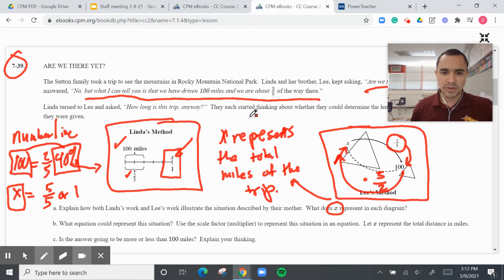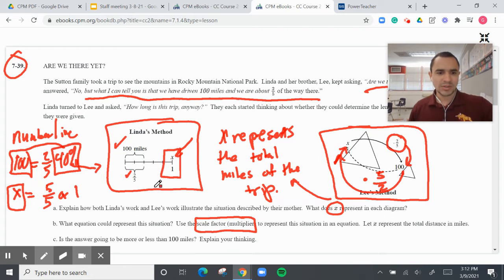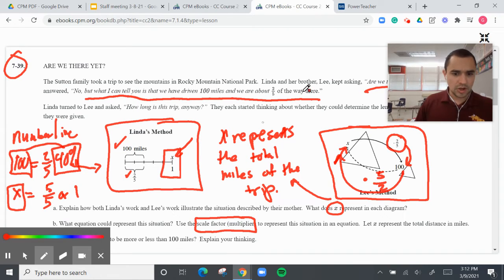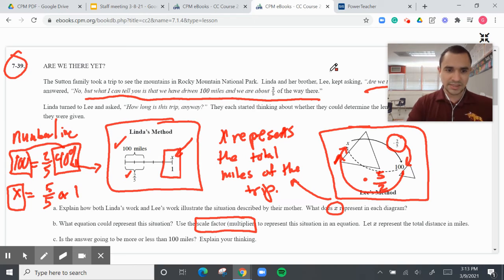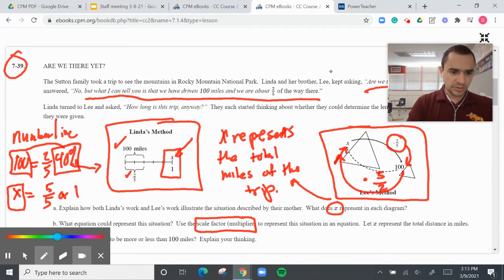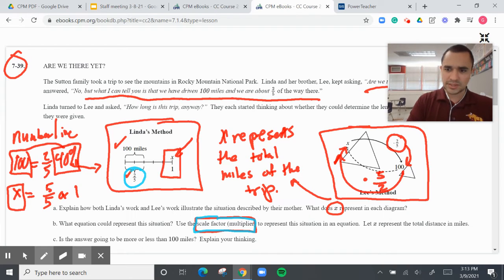Okay, so anyways, what equation could represent the situation? So use the scale factor or multiplier to represent the situation in the equation. All right, and so here it is. So basically, I'll use some blue here. My scale factor is going to be this 2/5 right here. That's what we're going to be multiplying it by. Write an equation to represent the situation.